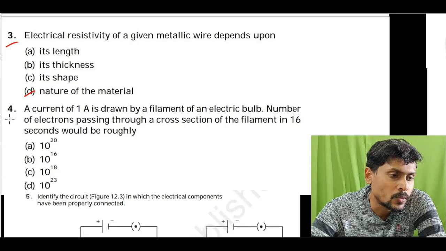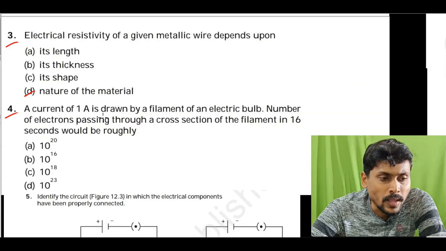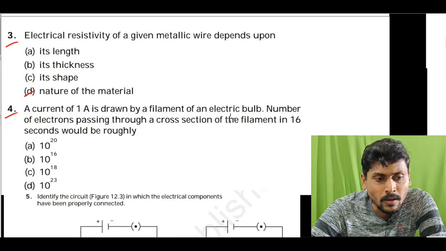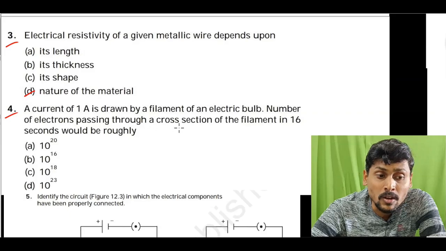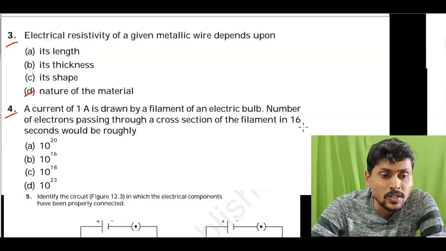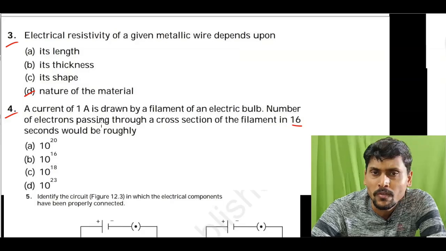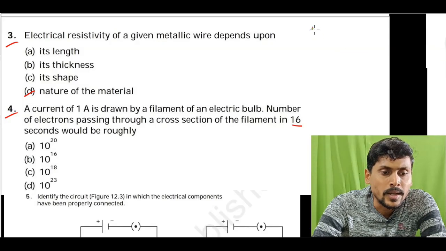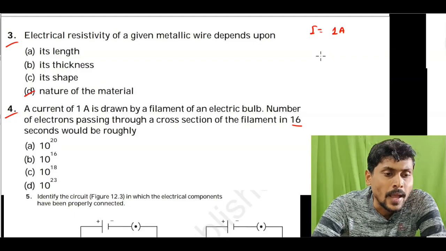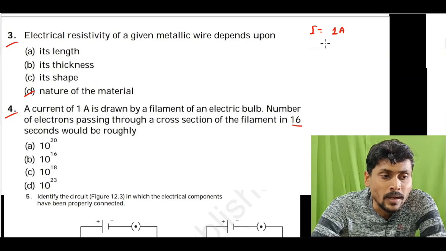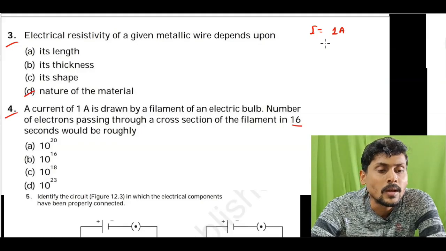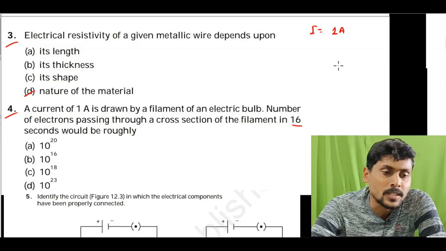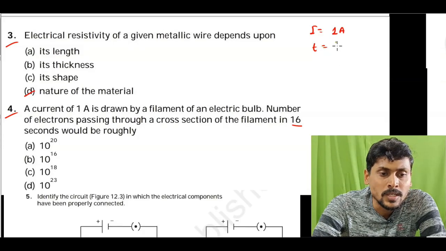Now let's go to the next question. A current of 1 ampere is drawn by a filament of an electric bulb. The number of electrons passing through a cross section of the filament in 16 seconds would be roughly dash. So here current is given, which is 1 ampere, and you have to calculate how many electrons are passing through a cross section of the filament in 16 seconds. Time is also given, which is 16 seconds.